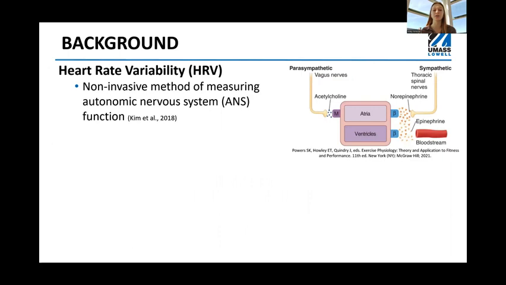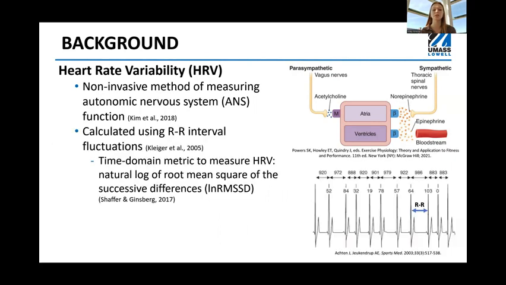Heart rate variability is a non-invasive measure of the autonomic nervous system function, including parasympathetic and sympathetic branches, as seen in the diagram on the right. The autonomic nervous system controls many involuntary bodily processes like heart rate. R-to-R interval differences found on an electrocardiogram are used to calculate the time domain metric of the natural log of root mean square of successive differences, or lnRMSSD.